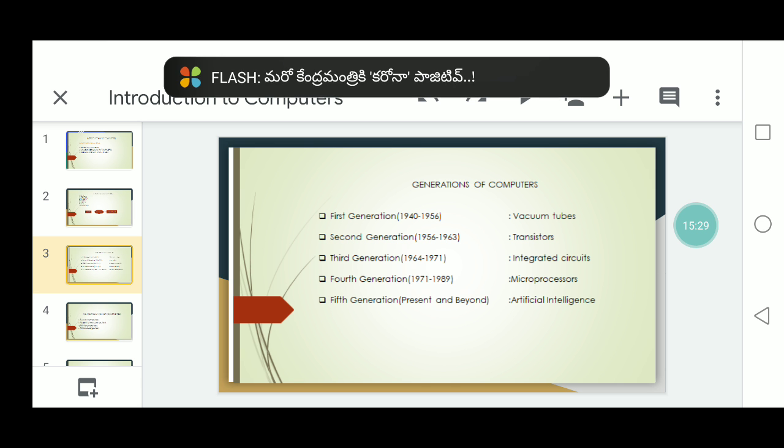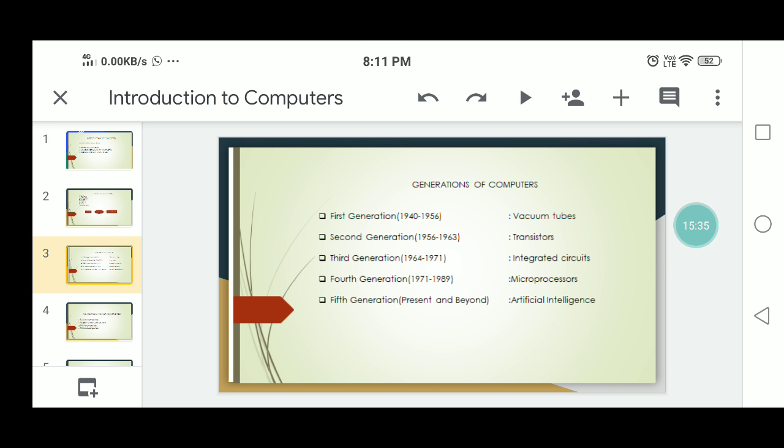COBOL is used for business application development. Fortran is used for scientific calculations. ALGOL is the algorithmic language. So next, in the third generation, this period is 1964 to 1971. Integrated circuits were developed in this period. This is the third generation computer period.